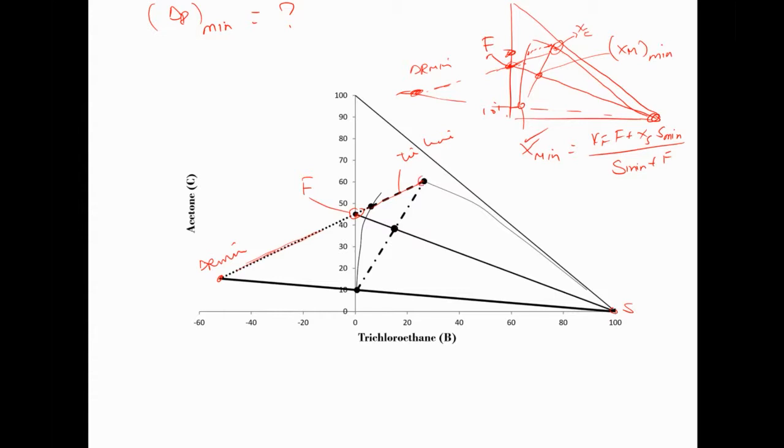Now, once I locate this XE1 minimum, I connect it with the XR because this one is fixed. It's 10%. He says the raffinate should contain 10% only. Now, I want to connect this one with, and this one is already there. The crossing is going to represent what? XM minimum. I substitute it here. I can find S minimum.